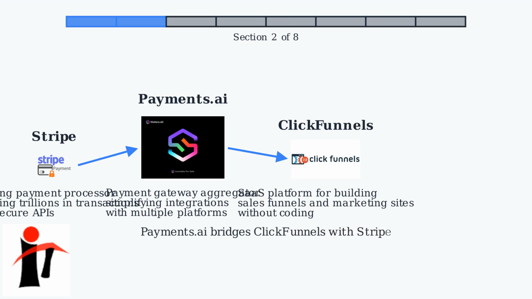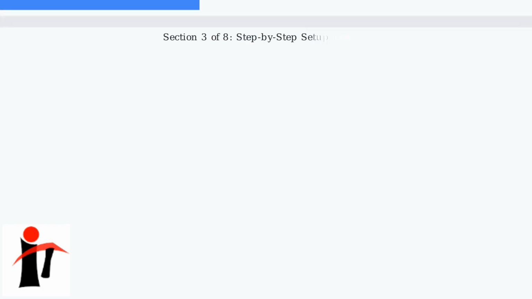Together, Payments.ai serves as the bridge that connects ClickFunnels with Stripe, enabling seamless payment processing within sales funnels through a straightforward integration process. Now let's walk through the step-by-step process to connect Stripe to ClickFunnels via Payments.ai. This setup typically takes about 10 to 15 minutes and requires accounts on all three platforms.